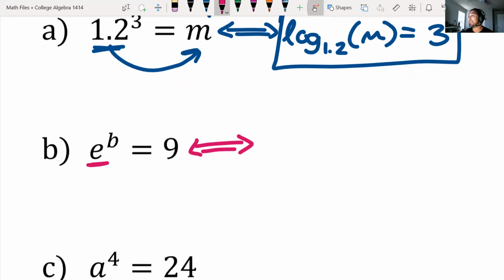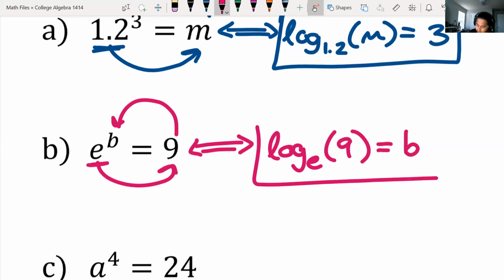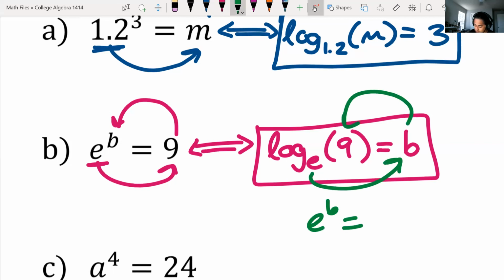Here's our exponential base, e. So we're going to say log base e of the outside number of 9 equal to the exponent of b. Done. And you can always check your work by converting back from log to exponential. So if we took this example, it would be e to the b equal to 9. And we have the same problem that we started with.